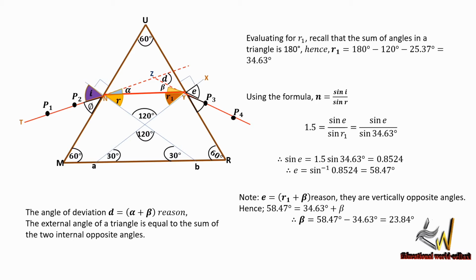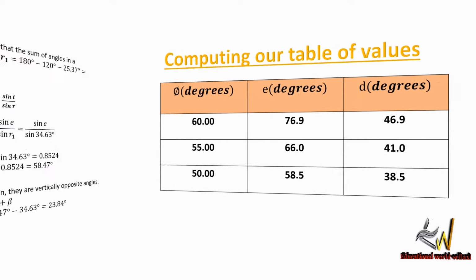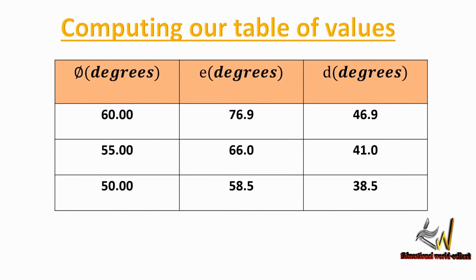Then the angle of deviation D is now equal to what? Alpha plus beta, because the external angle of a triangle is equal to the sum of its two internal opposite angles. Hence deviation D is equal to 38.47 degrees. Computing our table of values, we now have that when phi is 50 degrees, the angle of emergence E is equal to 58.5 degrees, and the deviation is equal to 38.5 degrees.